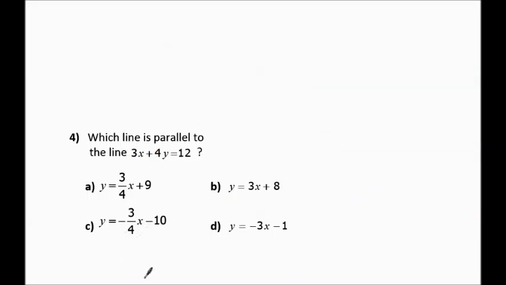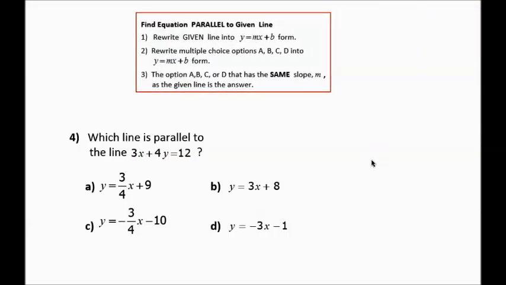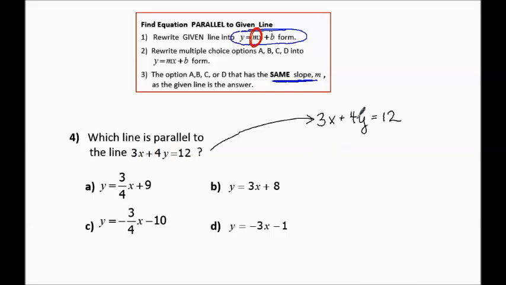In the next problem, which line is parallel to the line 3x plus 4y is equal to 12? This box of information on your notes reminds you how to do that. If the line given to you is given in standard form, you will rewrite it into slope-intercept form, because what you're going to be looking for is the option that has the same slope. So you will need to rewrite it into slope-intercept format so that that slope becomes revealed to you next to the x. So let's rewrite the given equation in slope-intercept format.